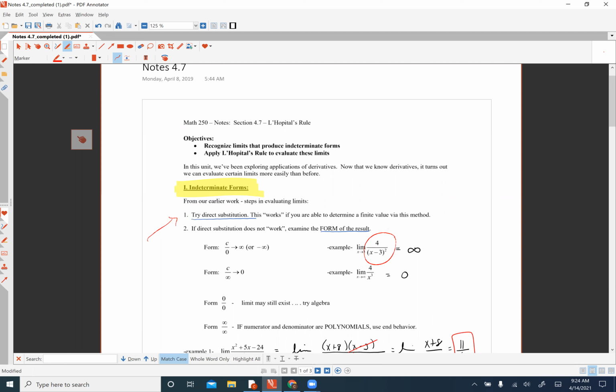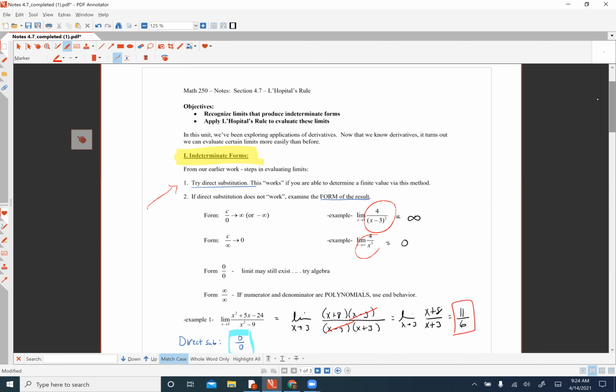So let's say you have a function in the form, again C is some finite constant, C over infinity. That will go to 0. So you take a number like 4 over x cubed. As x gets bigger and bigger, if the numerator stays constant, it gets closer and closer to 0. And you can graph that, and it approaches the line y equals 0.